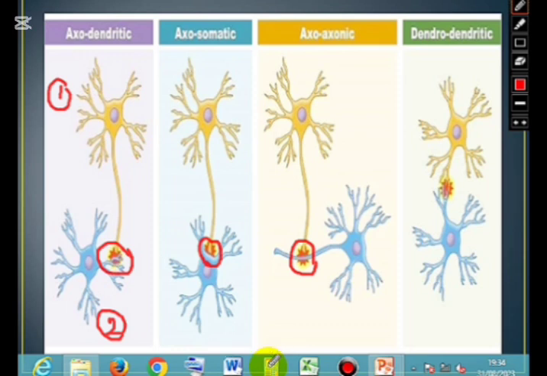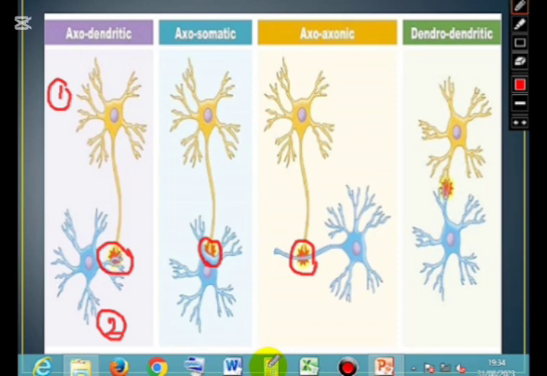Axonic synapse is formed. Who is this? Yes? Are you our student? What were you saying? Remain outside. The axonic synapse is formed by the axon of the first neuron and the axon of the second neuron.